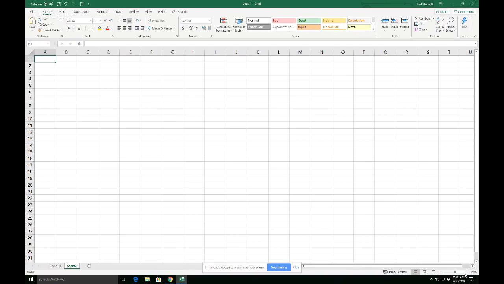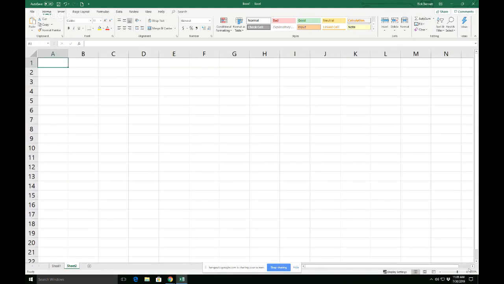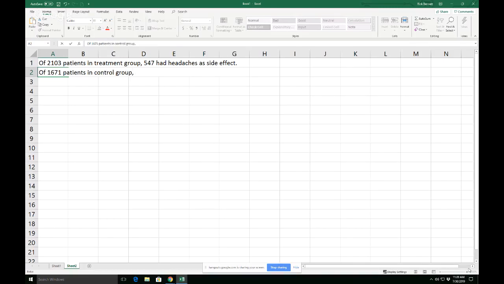Okay? Can we do a 2 proportion test since we're running out of time? Please. All right, of 2103 patients in the treatment group, 547 had headaches as a side effect. Of 1671 patients in the control group, 368 had headaches. Is there evidence that the drug group had more headaches?